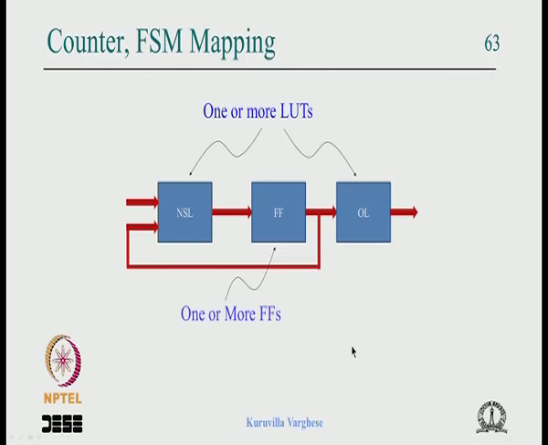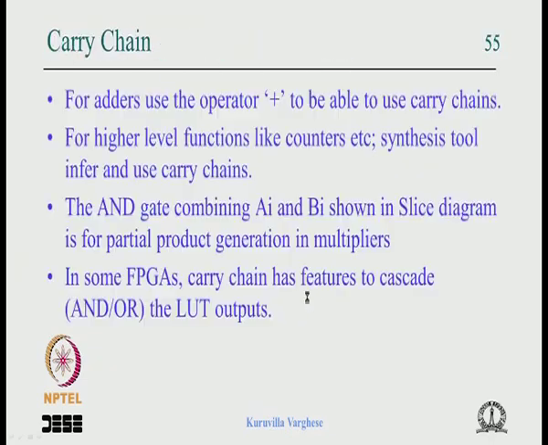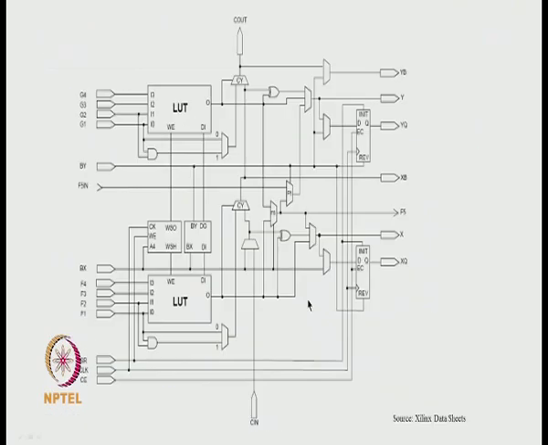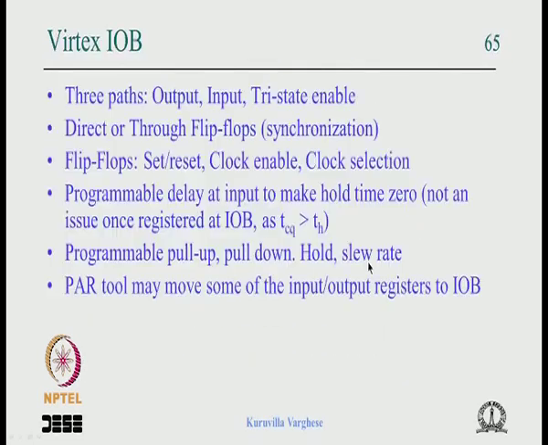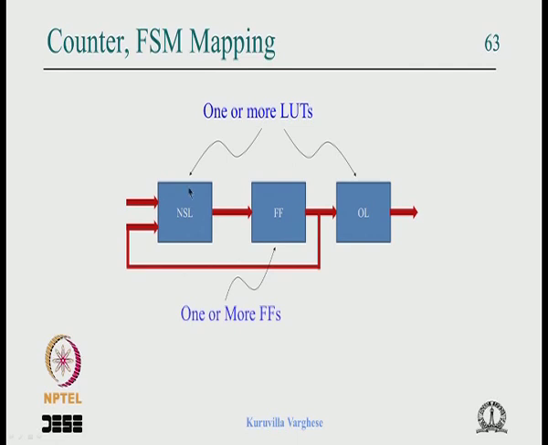Same thing with the sequential circuit or finite state machine: you have flip flops and the next state logic. So you can imagine that, if you go back to this diagram, here you have the lookup table followed by the flip flop, lookup table followed by flip flop. So you have the combination circuit, the lookup table followed by flip flop, so that can get implemented, and that output can go to the lookup table in the next slice and so on. So that is how a real sequential circuit gets mapped into an FPGA.